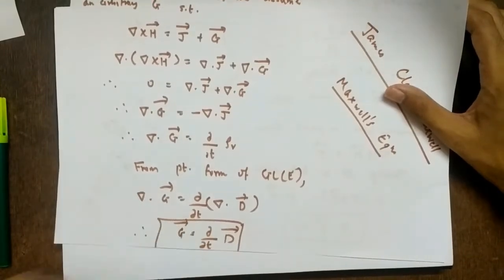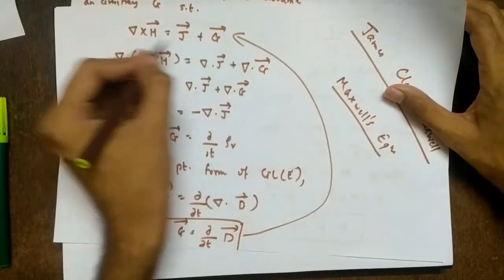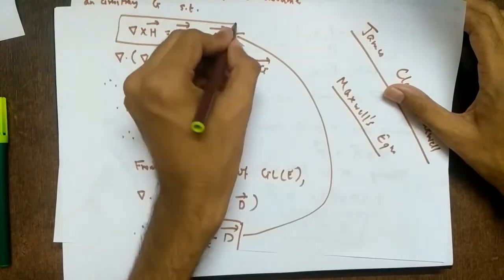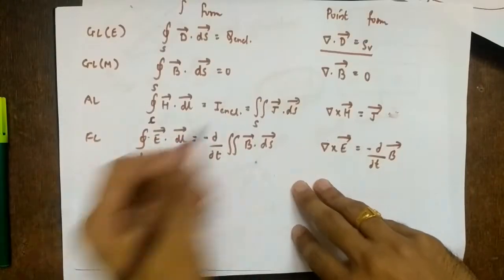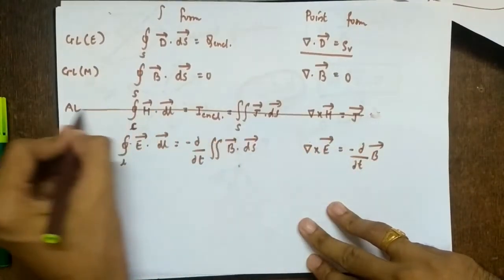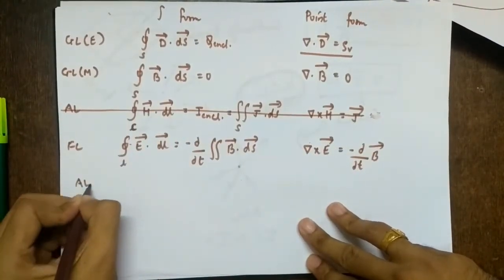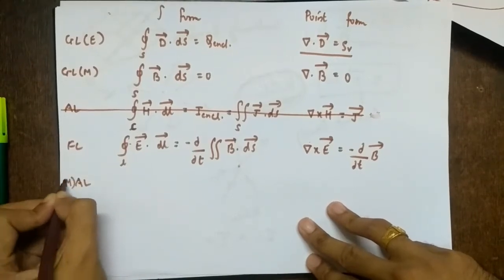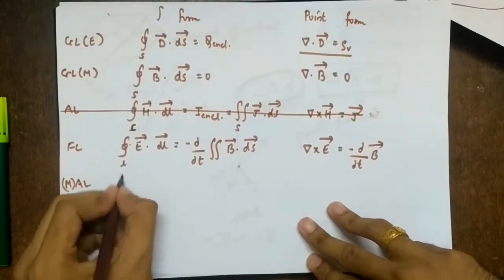So this G vector is what? This vector. So what we have to do, we have to just modify the Ampere's law. And again, who did this? It was done by Ampere. So these are our original equations. So this is having some problem, so we'll discard this. So instead of Ampere's law, now it becomes what? Modified. So I'll write M. So it indicates modified Ampere's law.